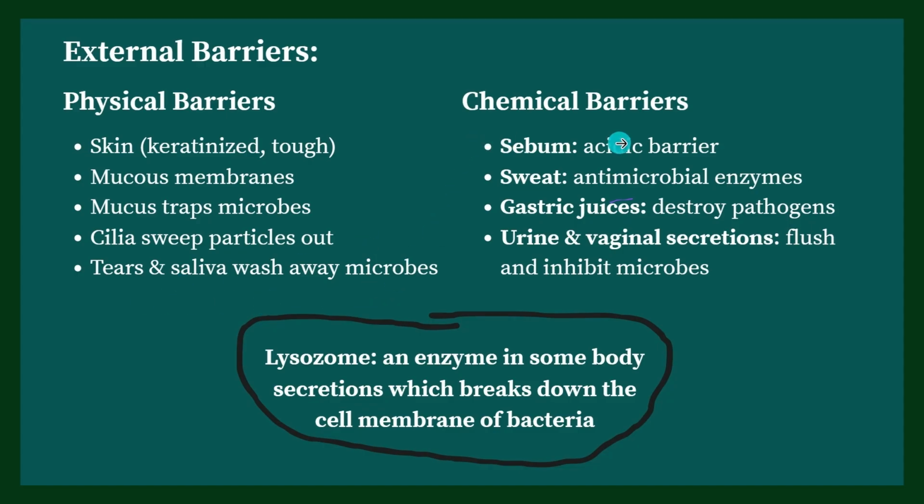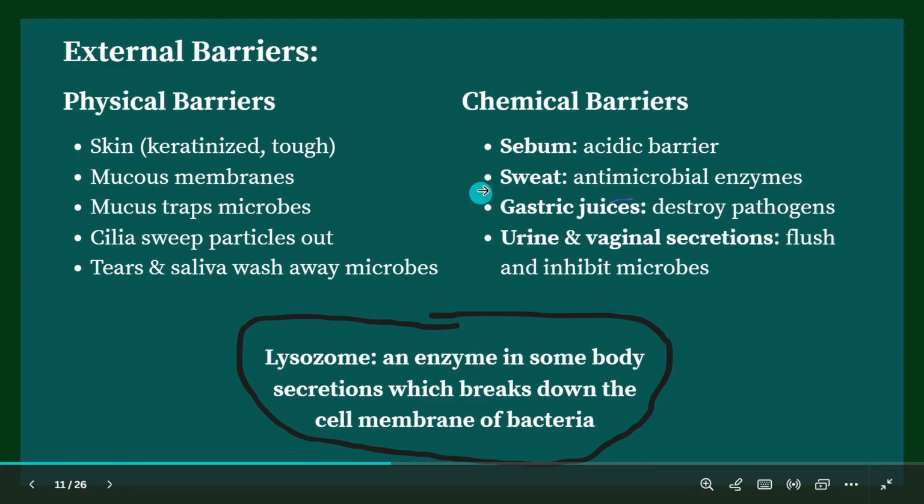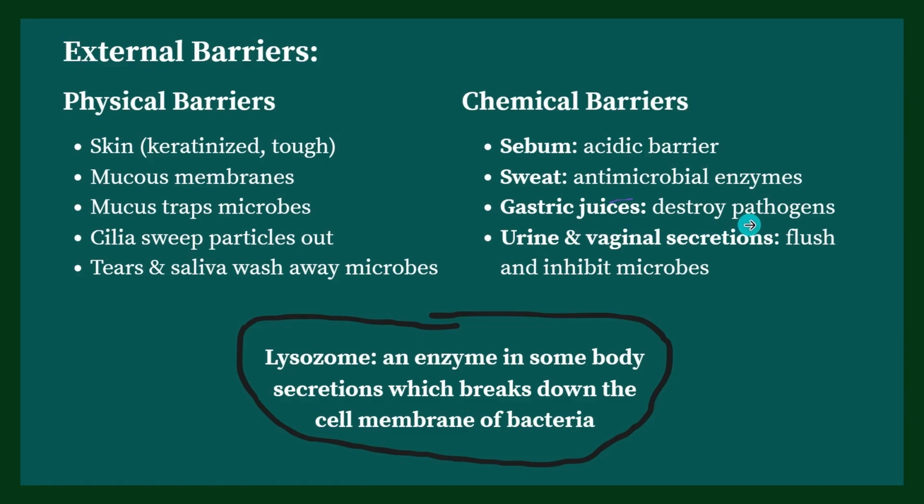And then for chemical barriers, we have sebum, which comes out of the skin. So does sweat. Sebum is acidic, which keeps bacteria away. And then we have the antimicrobial enzymes, which are called lysozymes, that live in sweat. And then we have gastric juices in our digestive system that destroy pathogens. And then urine will wash out bacteria. And vaginal secretions are very acidic, which will flush out and inhibit microbes from getting in there.